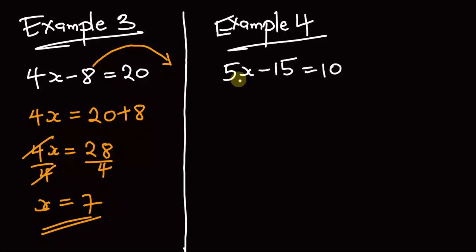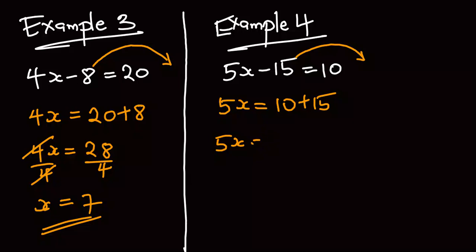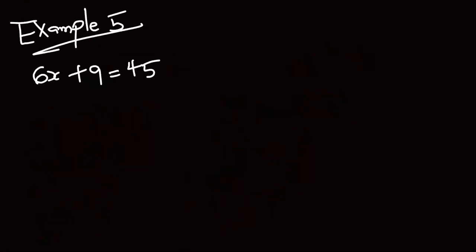Let's look at example 4. 5x minus 15 is equal to 10. Check on how we are solving. We make 5x the subject. Therefore, 5x is equal to 10. The minus 15 crosses the equal sign. It will change the sign to positive. Therefore, plus 15. So, 5x is equal to 10 plus 15, which is 25. To get the value of x, we divide both sides by 5. So, after simplifying, the value of x will be 25 divided by 5, which is 5. So 5 is our answer.